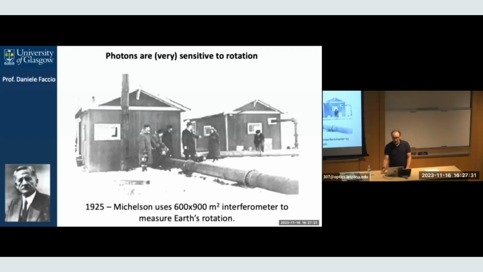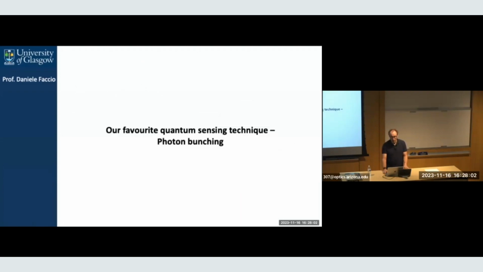And the point here is that photons, for example, are very sensitive to rotation. This is a photograph of a Michelson interferometer, a Sagnac interferometer that Michelson built in 1925, where he was able to measure rotation. This is obvious now, but that was the first time that somebody measured the rotation of the Earth using light. So light can have very high sensitivity to rotational motion. So this is where I'm going to start to talk. I'm running out of time, so I'll accelerate a little bit.